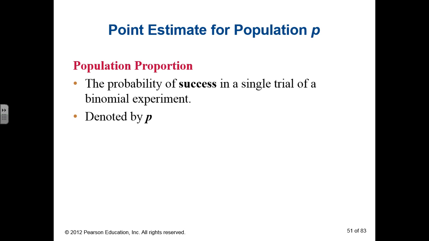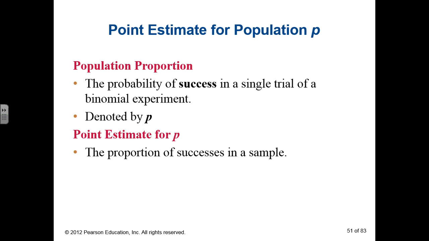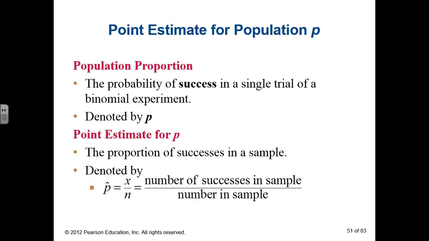We're going to denote the population proportion by the letter P, and the point estimate is the proportion of successes in the sample, and it's going to be denoted by P hat, which is equal to the number of successes in the sample divided by the actual number in the sample. And we call this symbol here P hat.